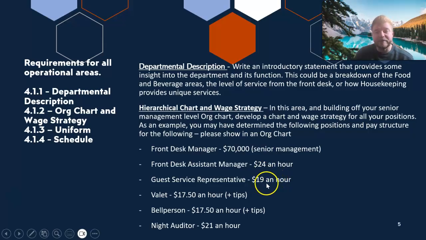And then guest service representatives, 19. And then you go down. Valet and bell person could be gratuity earnings, so minimum wage. And then a night auditor, which is also kind of a supervisor in the evening, maybe a little bit more to bring them closer to that assistant manager position. Now, we might only have one front desk manager and one assistant manager, but you might have several of these other positions. You want to come up with an idea of how you might pay them.